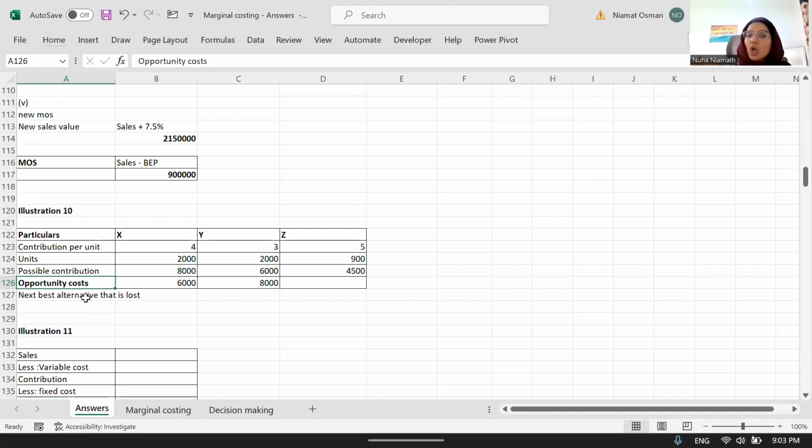Similarly, in this case, you can either produce X, or Y, or Z. You cannot produce all three. When I'm producing X, I am losing out on the profit of Y and Z because I'm not producing both. But which is the better alternative, Y or Z? Which has the higher profit? Y has the higher profit. So Y's profit, which I am foregoing, will become my opportunity cost. That's why 6,000 of Y becomes my opportunity cost. Clear?